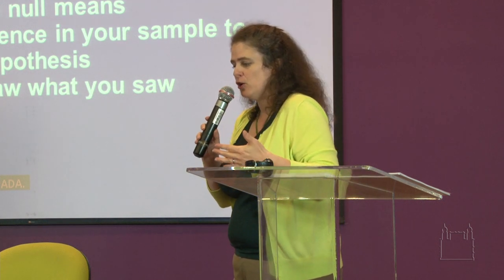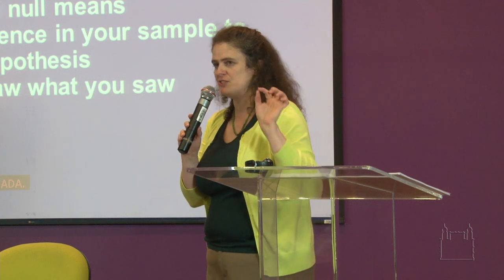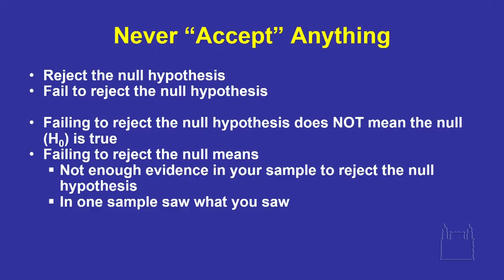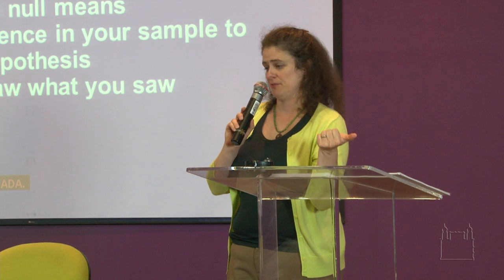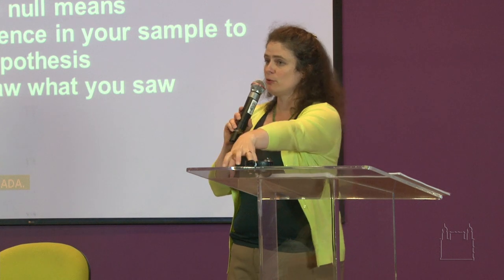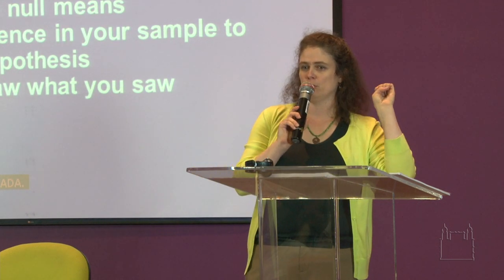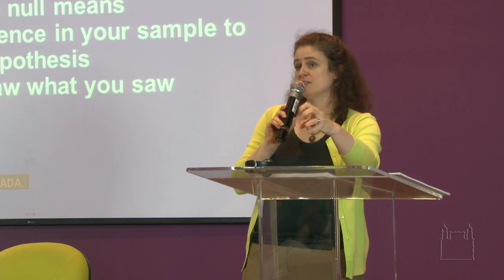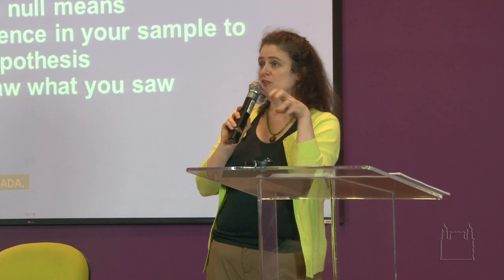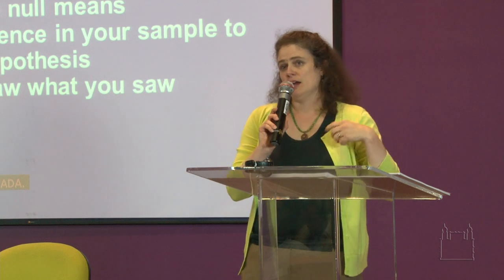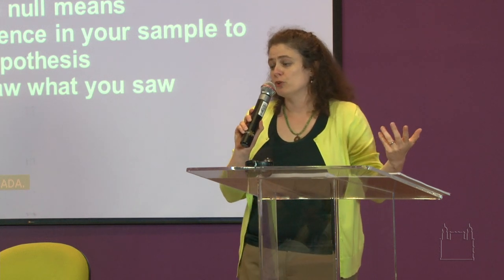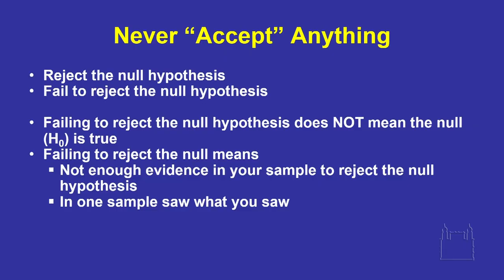If you fail to reject the null hypothesis, this does not mean the null is true. It means you may not have enough evidence in your sample to reject the null hypothesis. It might be that you had some sampling errors, so you did not sample the right group of people. You may have had a biased sample. It may have been a very small sample. And it may just be a fluke. It's one sample, you saw what you saw, and you move on.